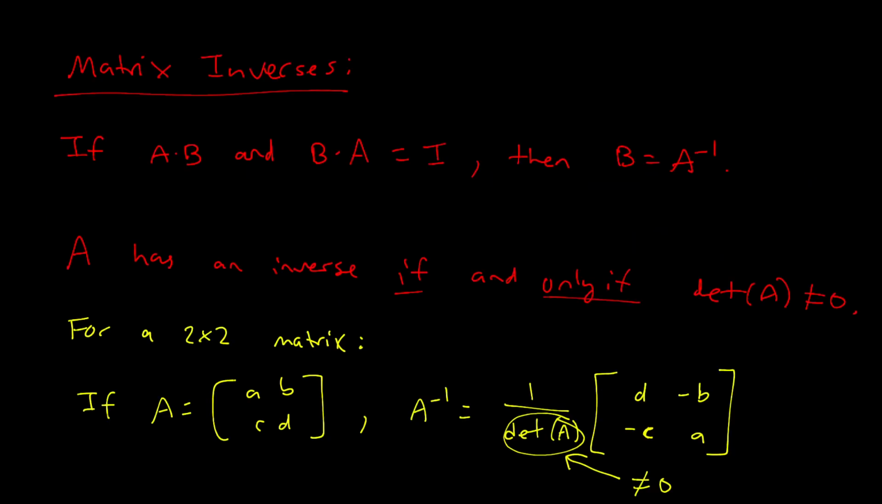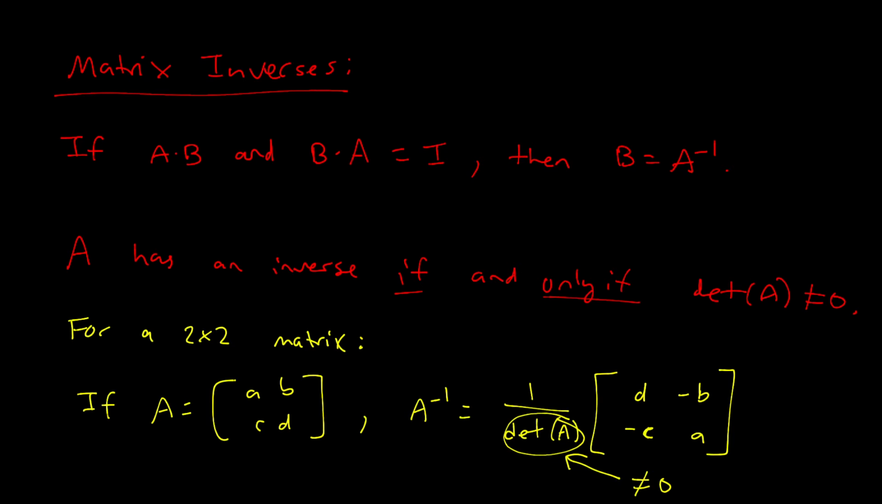Now, matrix inverses. The definition of a matrix inverse is: for a given matrix A, if A times a matrix B and B times A both equal the identity matrix, then B is called the inverse of A. And the identity matrix is just the matrix where every element is 0, but every element on the diagonal is 1. The special property of the identity matrix is that if you multiply it with any matrix, or any matrix with it, it gives you the matrix back.